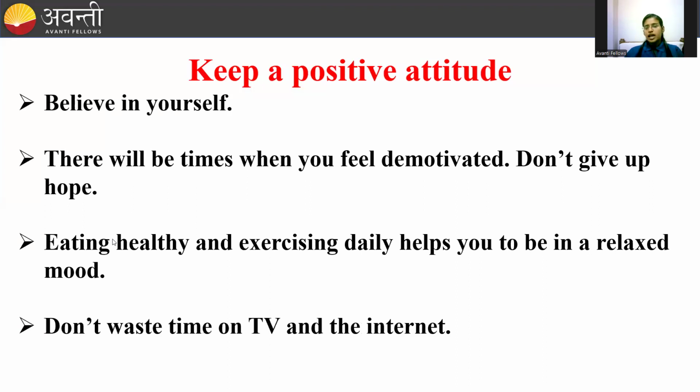Don't waste time on TV and the internet. You can use them just for half an hour, for relaxation. If you want to take some rest, you can use your mobile and you can watch TV. You can do everything, but try to maintain your limit for that. Don't waste much of your time on TV and the internet. Try to concentrate more on the JEE and NEET part.